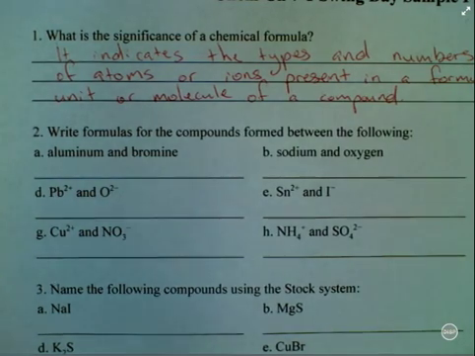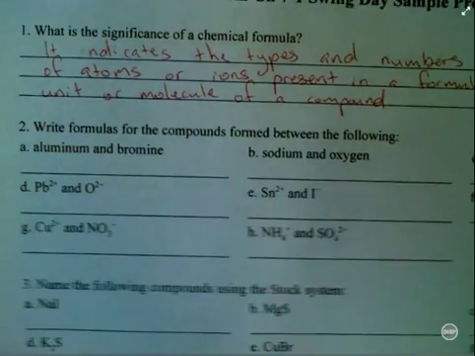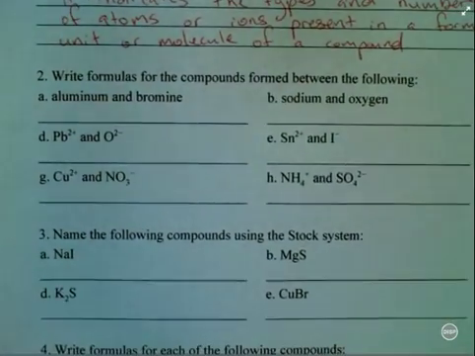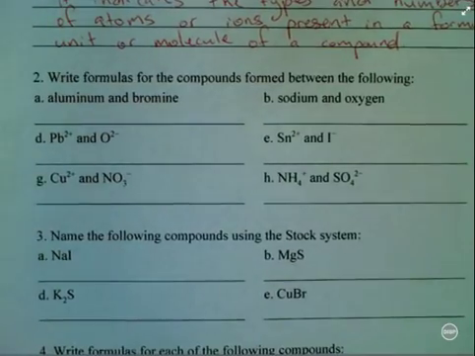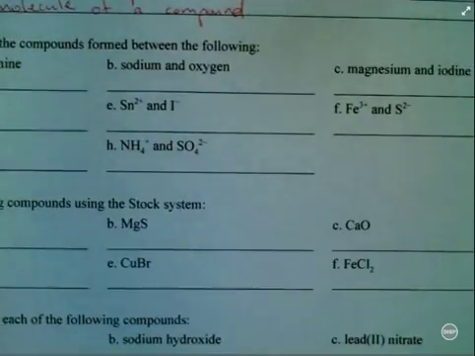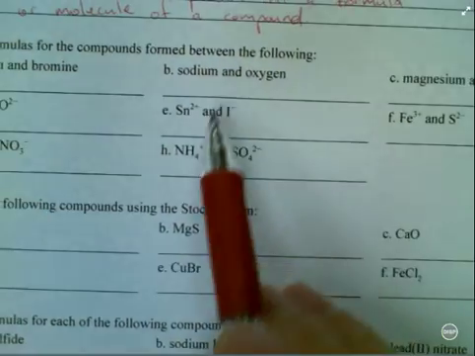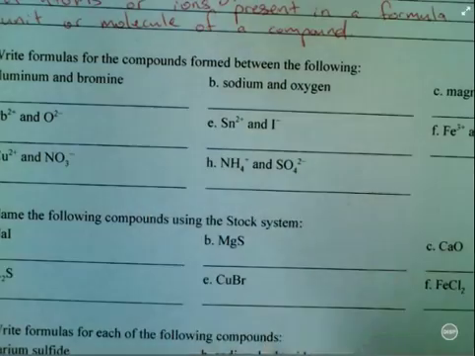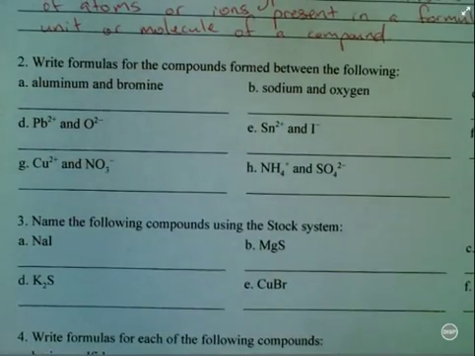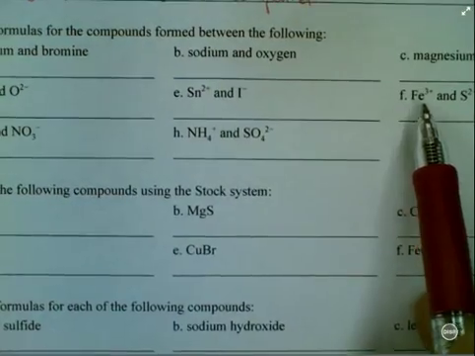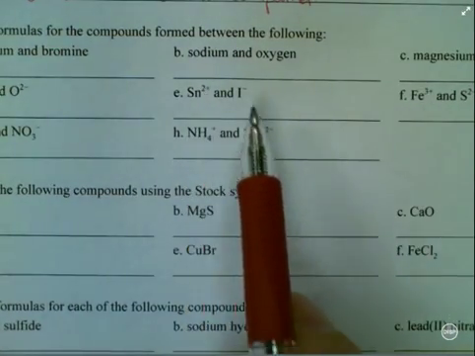All right, let's go over number 2. It asks you to write formulas for the compounds formed between the following. Now, it is not what this worksheet is asking you to do, but it might be helpful if you were to identify, because I'll point out that all of these are going to be ions. Every single thing here is going to be an ion. And so it might be helpful for you to start by taking these names and representing them using their symbols. That way you can know the charges.